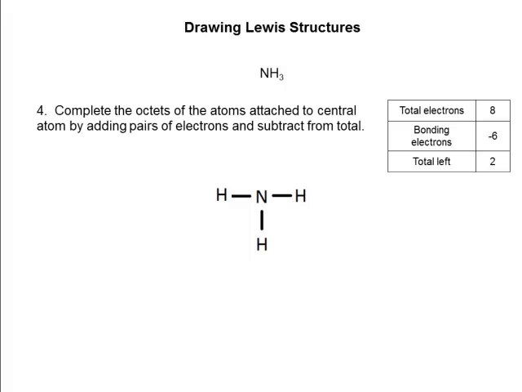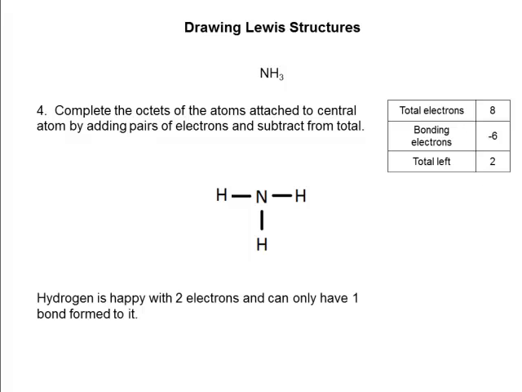Okay. Next step. I'm going to complete the octets of the atoms attached to the central atom by adding pairs of electrons, and then I'm going to subtract that from the total. Well, since my external atoms are hydrogen, hydrogen's always happy with 2 electrons. So at most it's ever going to form is 1 bond. It's never going to have any lone pairs. Okay, so the hydrogens are happy here. So I don't add any extra electrons to my external atoms. So the electrons to those attached atoms, 0. So minus 0, I still have 2 electrons left.